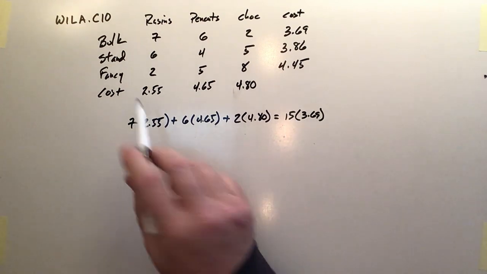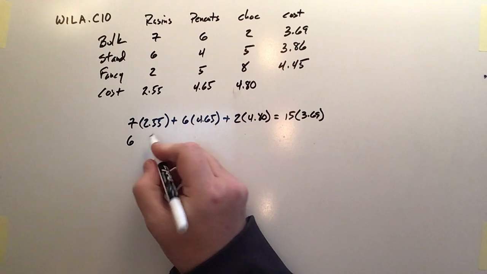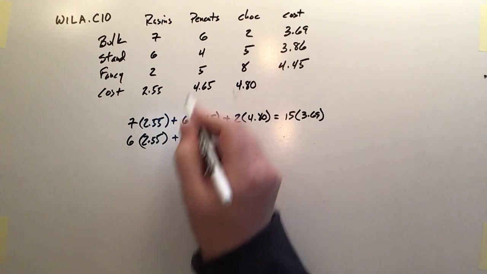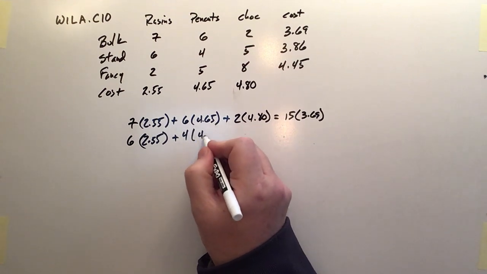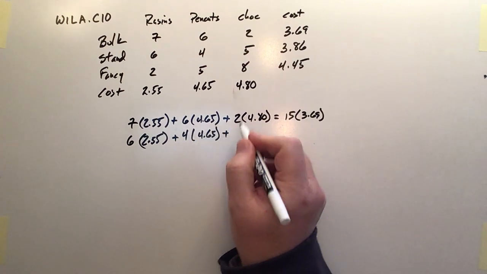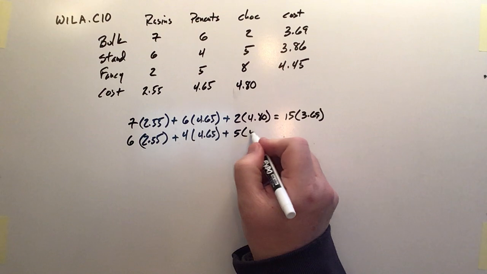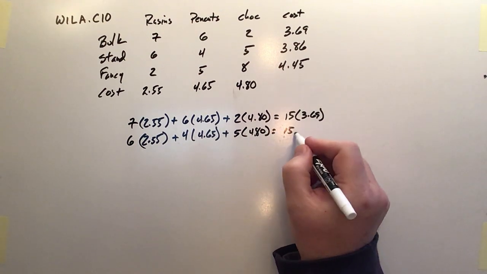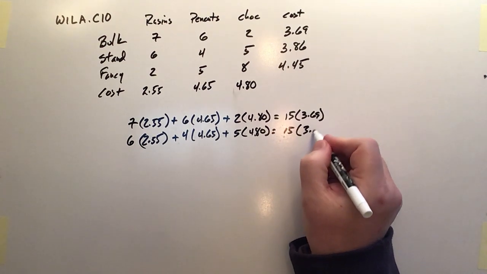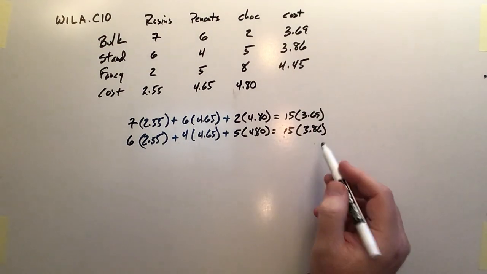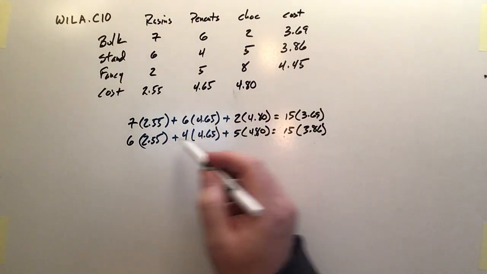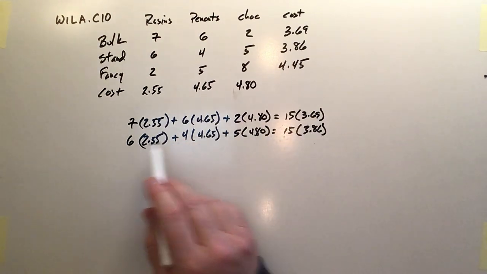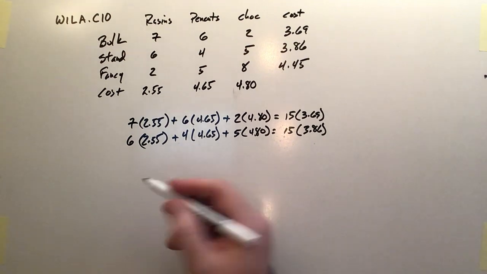Let's do the same for the standard mix. So that would be 6 units of $2.55 plus 4 units of $4.65 plus 5 units of $4.80, and that is 15 units again, which costs $3.86. And that is again a true statement. And you can start to see the pattern here that the costs represent our variables and the coefficients represent the coefficients of the linear system.